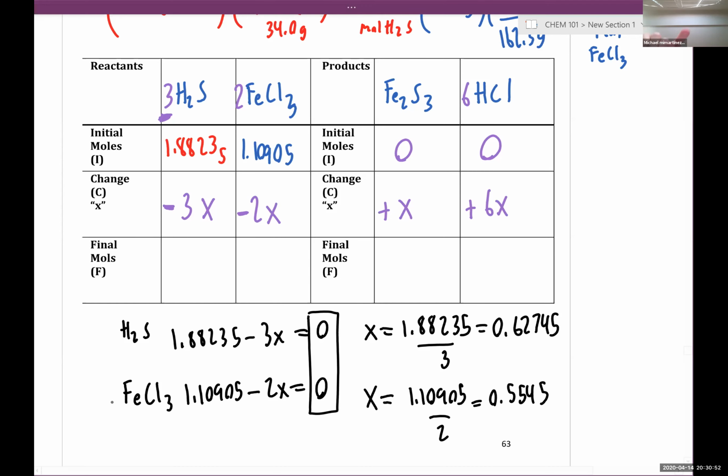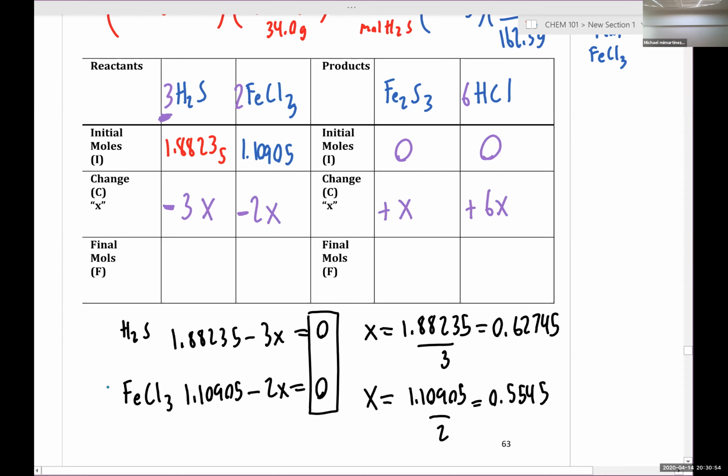Yep, exactly right. Our iron 3 chloride is limiting. Why? It has the smaller value of x. So now what we're going to do is plug in this value of x. So we're going to have 3 times 0.5545, and then, let me write that here, minus 3 times 0.5.